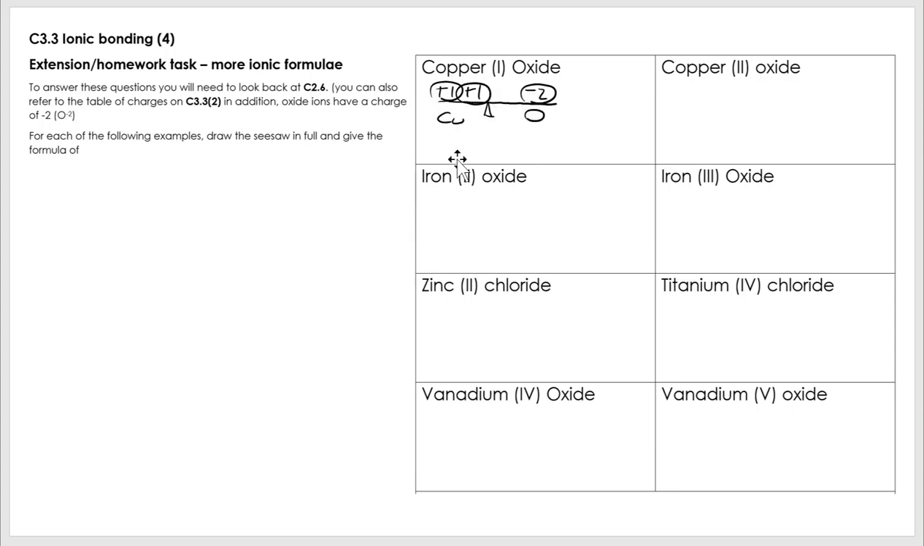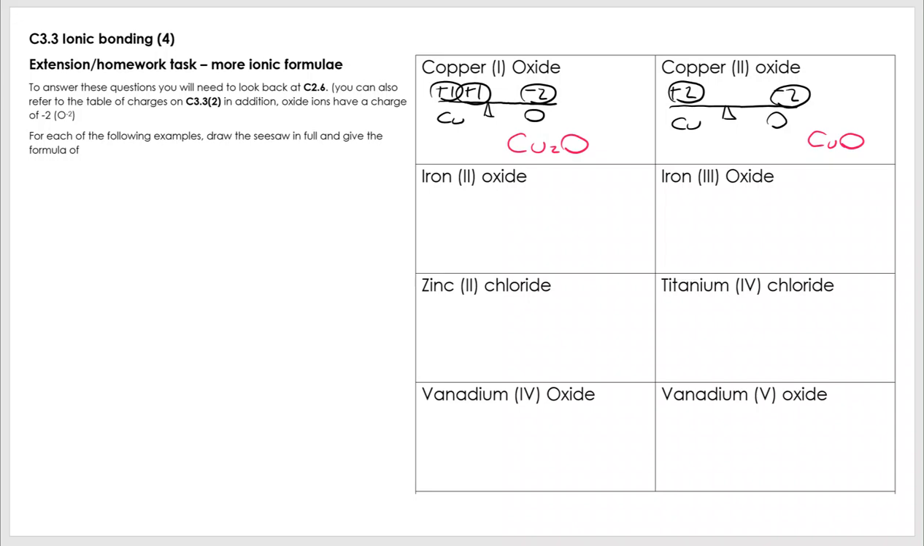So in the first example, I've got Cu and O. My Cu is +1, my O is -2 from the table, and because it's group 6. I need 2 coppers to counterbalance the -2, so the formula is Cu2O. However, in copper(II) oxide, copper is +2 and the oxide ion is -2. That means I only need 1 of each, so copper(II) oxide would be CuO.